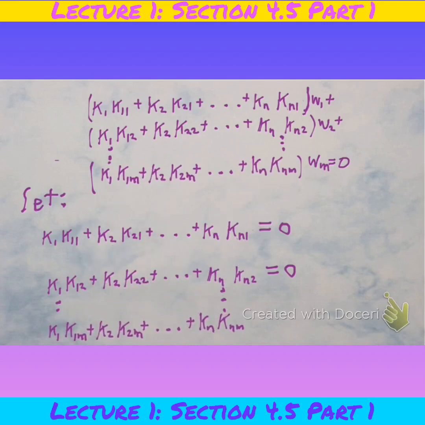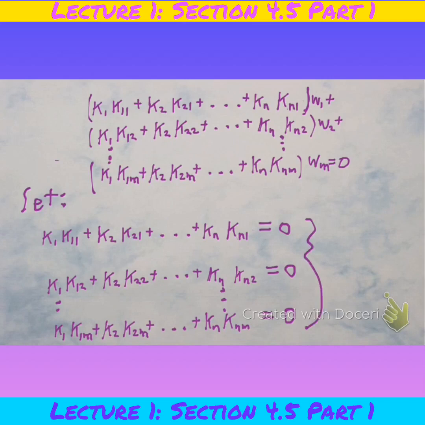Okay, so there we've got our final equation, and we're going to set that equal to 0. And now let's see again, what do you have? You've got a homogeneous linear system. How many equations does this system have? It's got m equations. And how many unknowns does it have? It's got n unknowns. Remember, these are all my unknowns, and my number of equations is m.